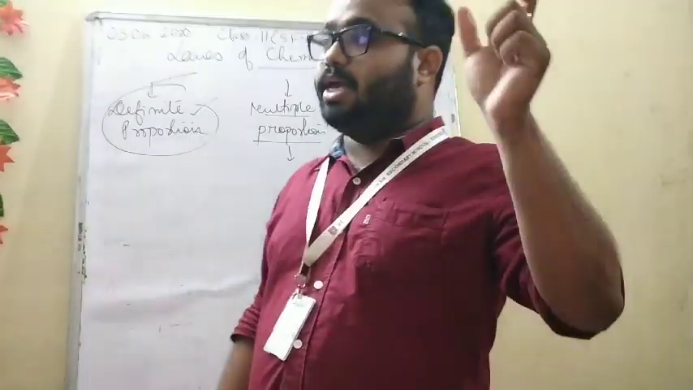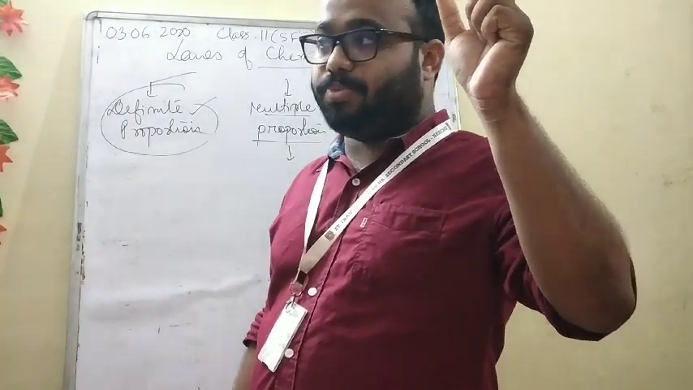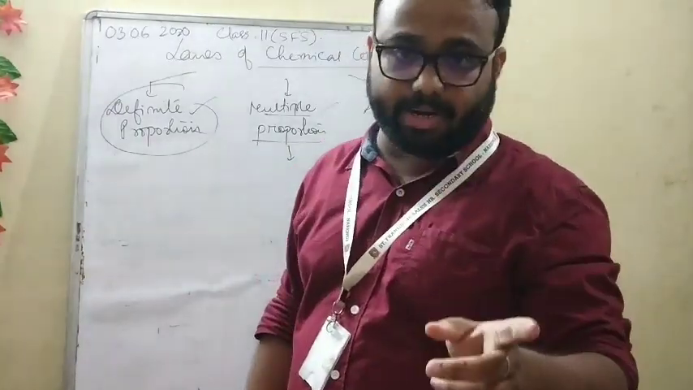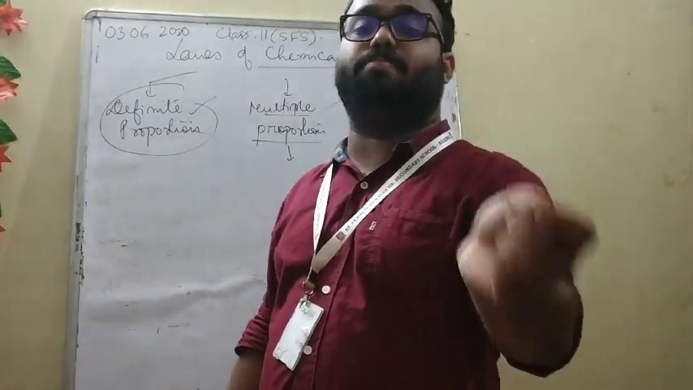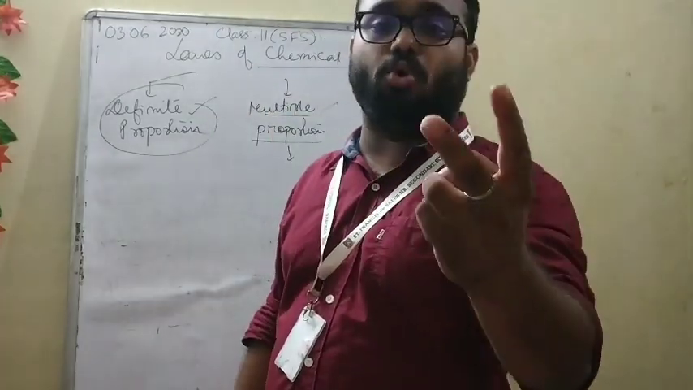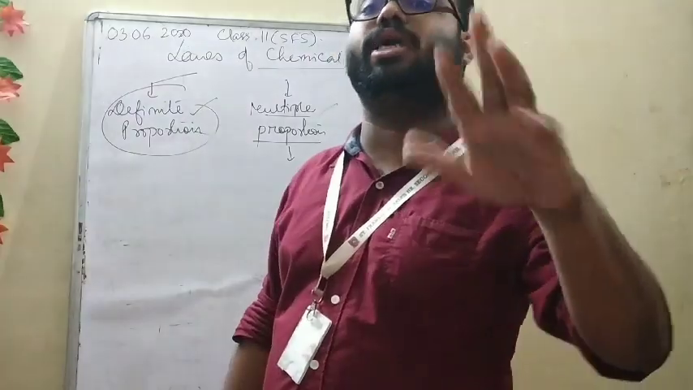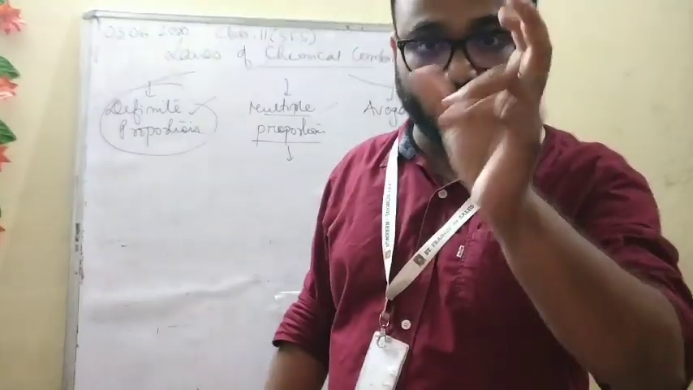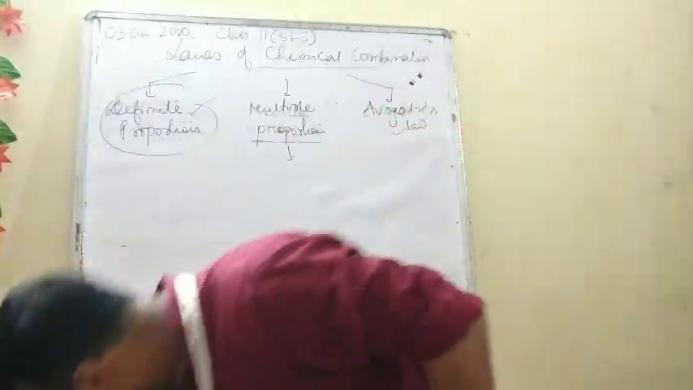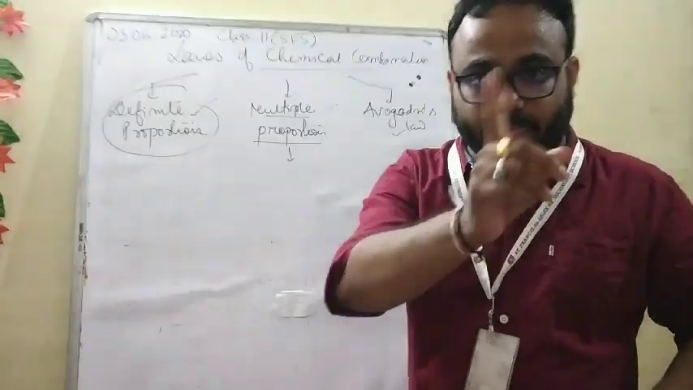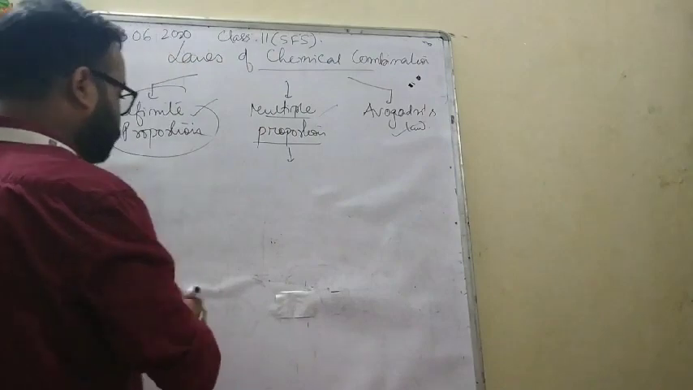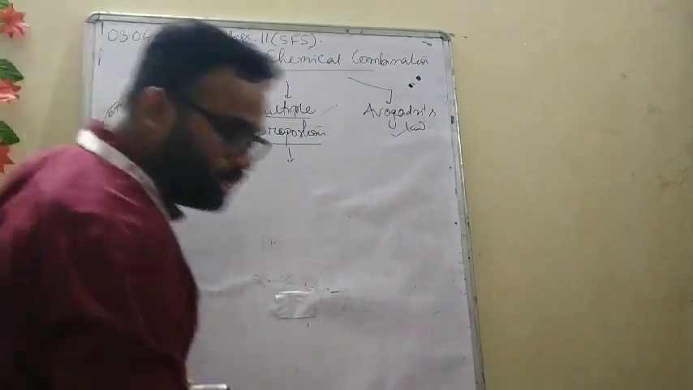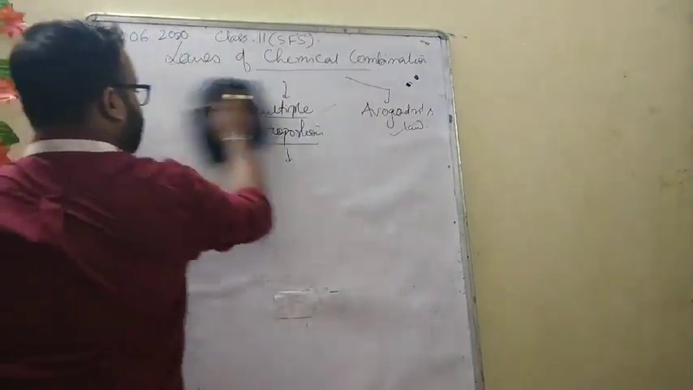That means the masses of one element combine with the masses of another element in a simple whole number ratio, if two same elements form more than one compound. I will explain, so please watch very carefully. These are the basics. So we are discussing the law of multiple proportion.